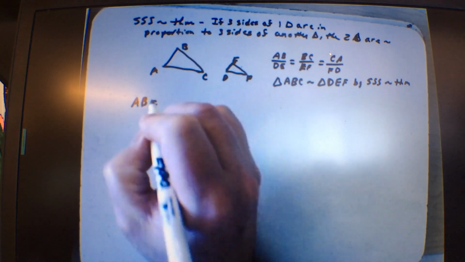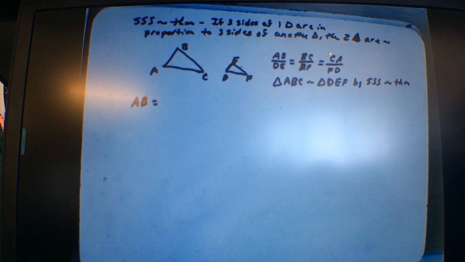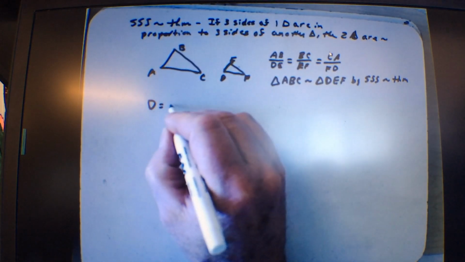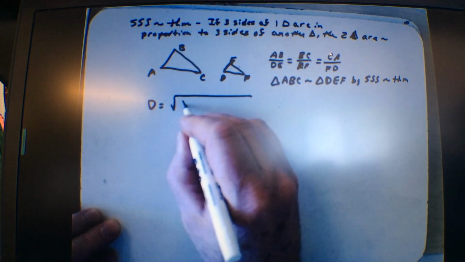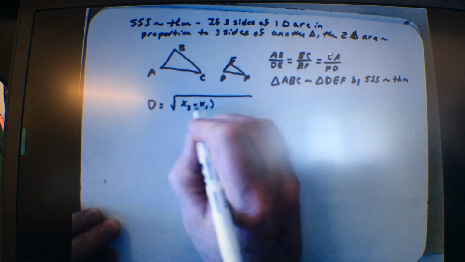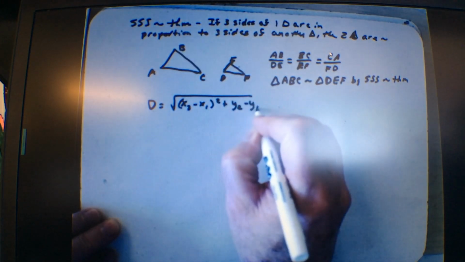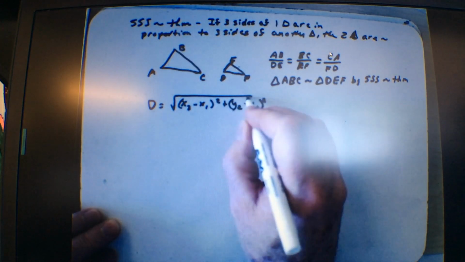So what I'm going to do is, remember the distance formula? Let me write the distance formula. Distance equals the square root of x sub 2 minus x sub 1 quantity squared plus y sub 2 minus y sub 1 quantity squared. We've used that a lot, haven't we?